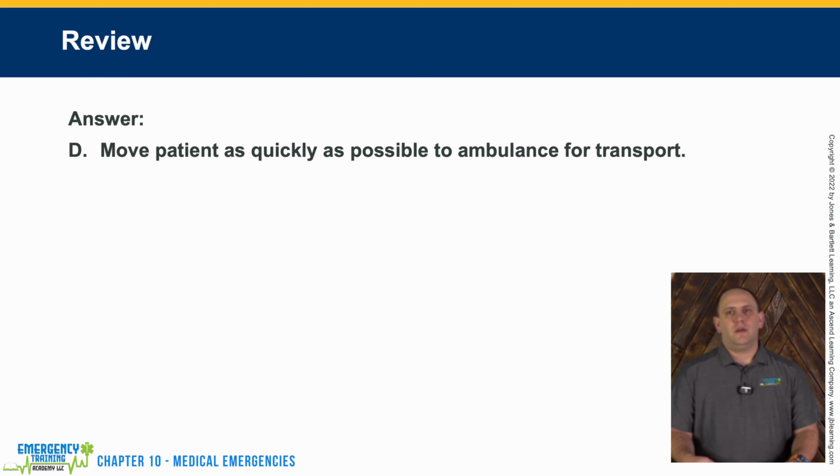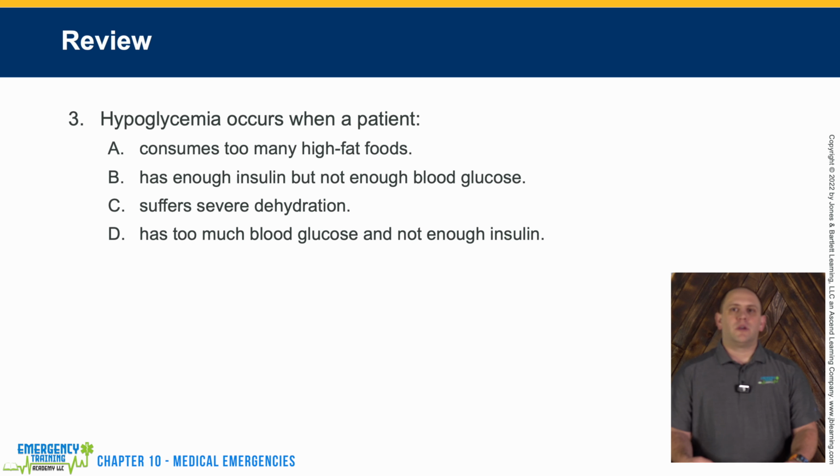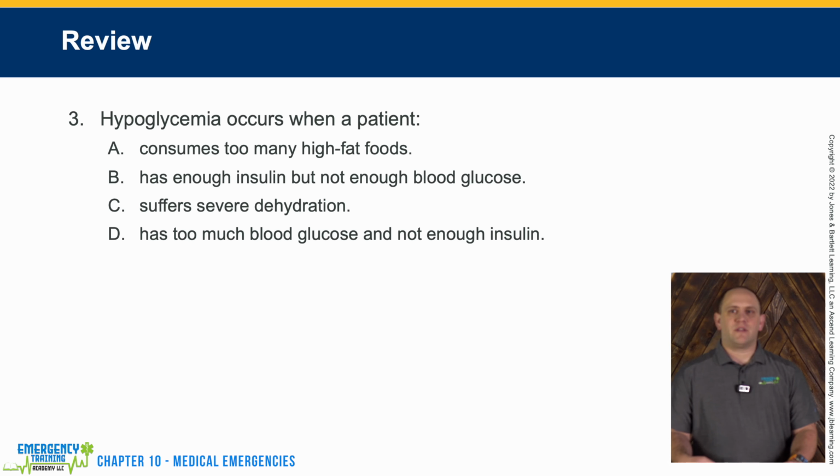Question number 3, hypoglycemia occurs when a patient consumes too many high-fat foods, has enough insulin but not enough blood glucose, suffers severe dehydration, or has too much blood sugar and not enough insulin? And the answer for this one is going to be B. Has enough insulin, but not enough blood glucose.